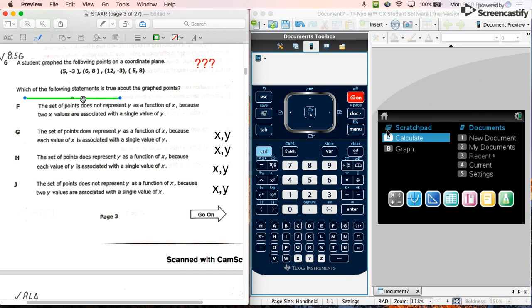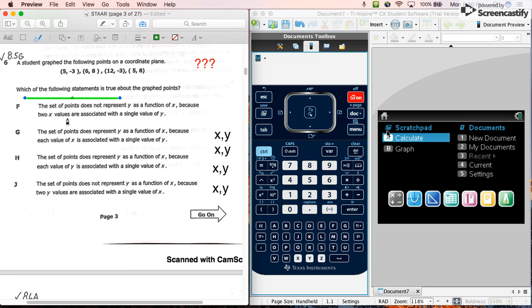Now, I've already highlighted what's important about this question. It's asking which of the following statements is true. We need to pay attention to that because very often they'll put which of the following statements is not true. In that case, we're looking for a false statement. So we don't know what the statements say yet, so let's start narrowing them down.